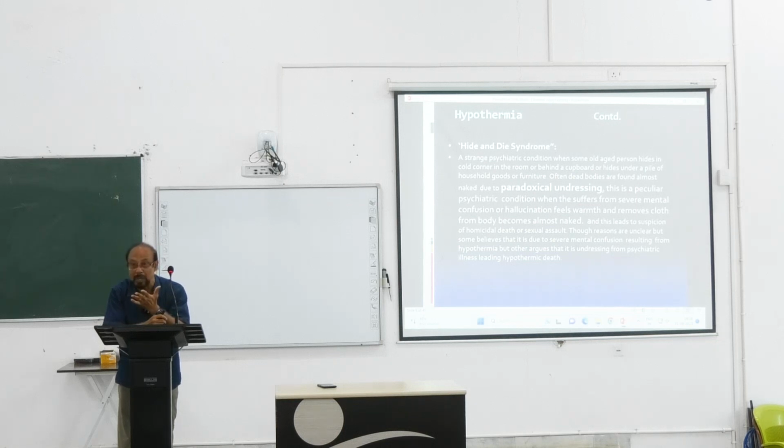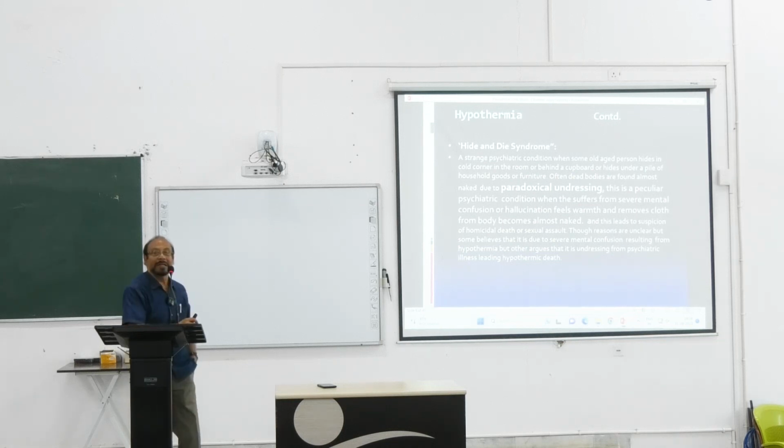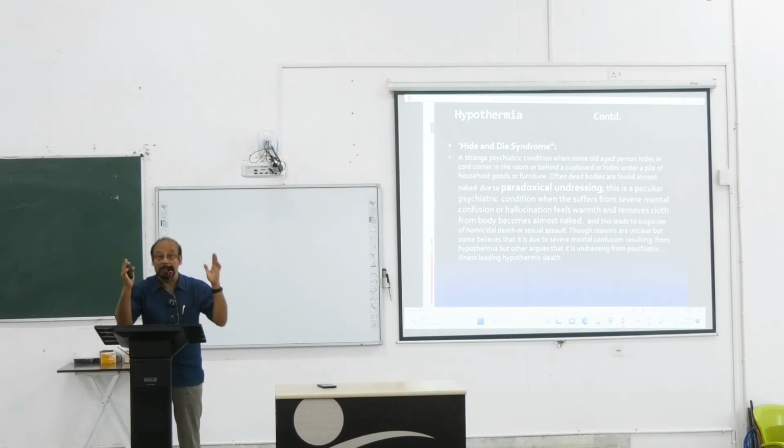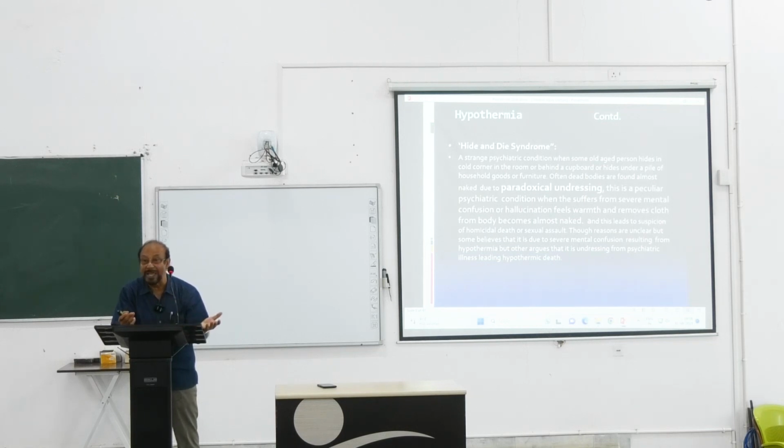What is hide and die syndrome? It is a situation where the patient may be a psychiatric patient, or because of this hypothermia the brain started functioning abnormally, a severe confusion develops and the patient may suffer from hallucination.